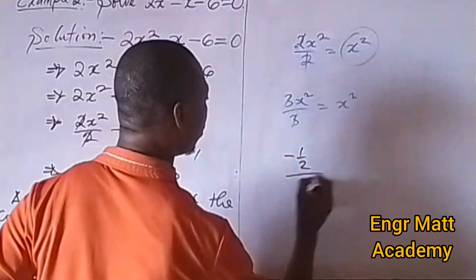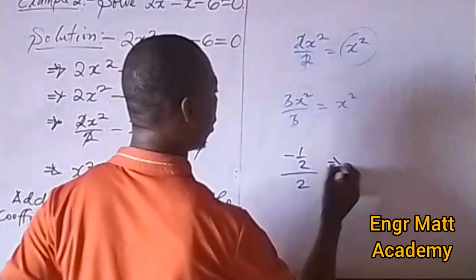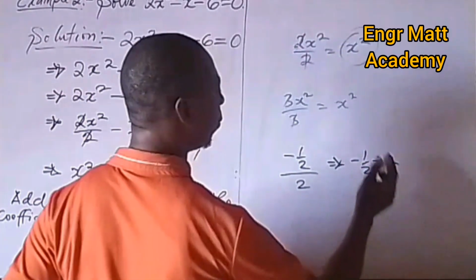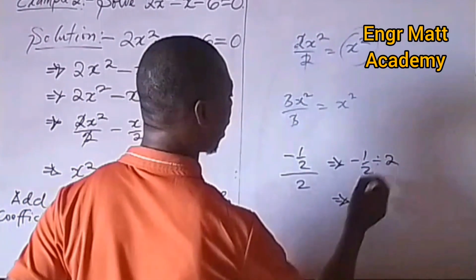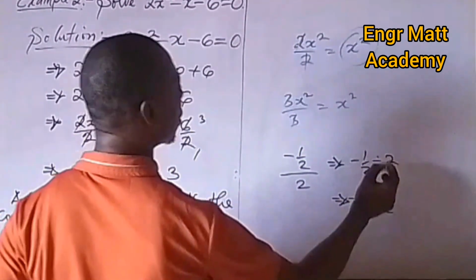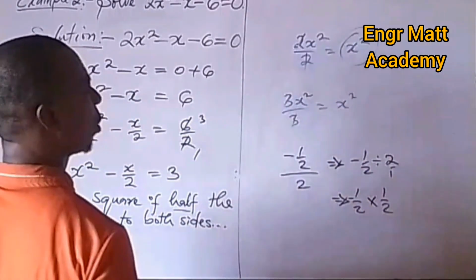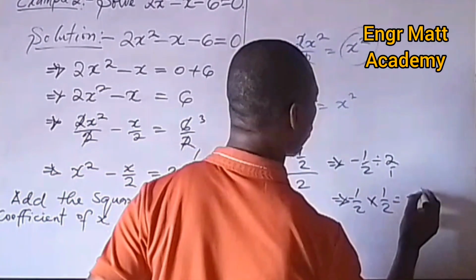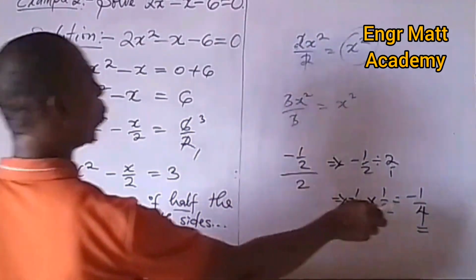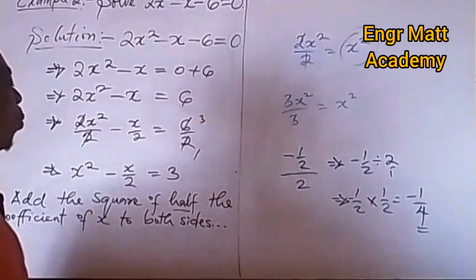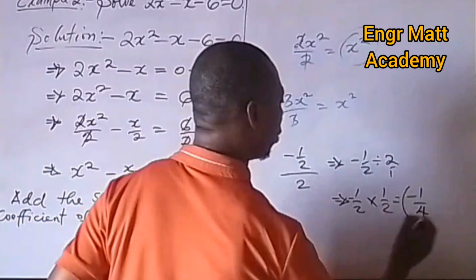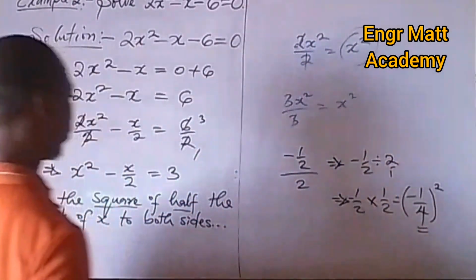And we're looking for half of that, half the coefficient of x. So we say divide by 2. That is minus 1 over 2 divided by 2. When we are dividing fractions, we change this sign. Minus 1 over 2 times 1 over 2. When we change this sign, it becomes a multiplication sign, and this will give us minus 1 over 4. That is half the coefficient of x, but we also want the square of that. So we say minus 1 over 4 squared.